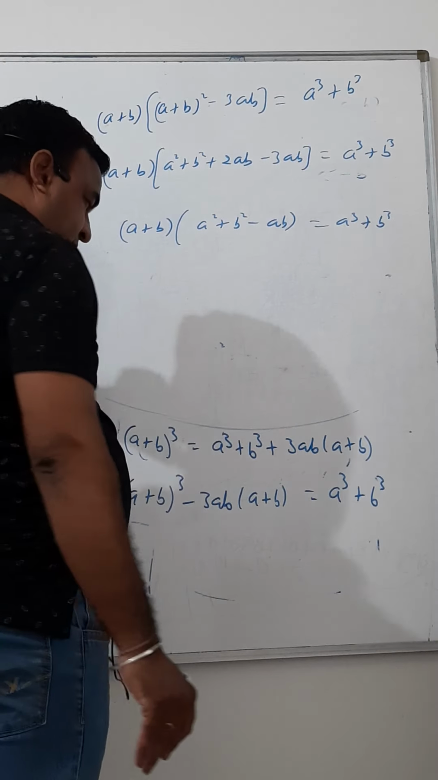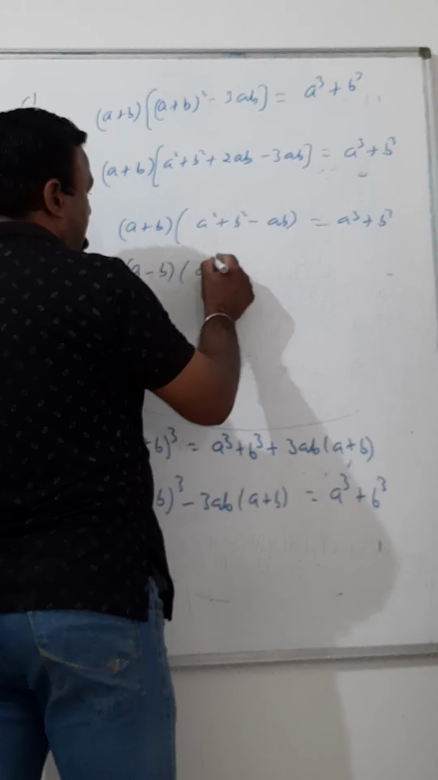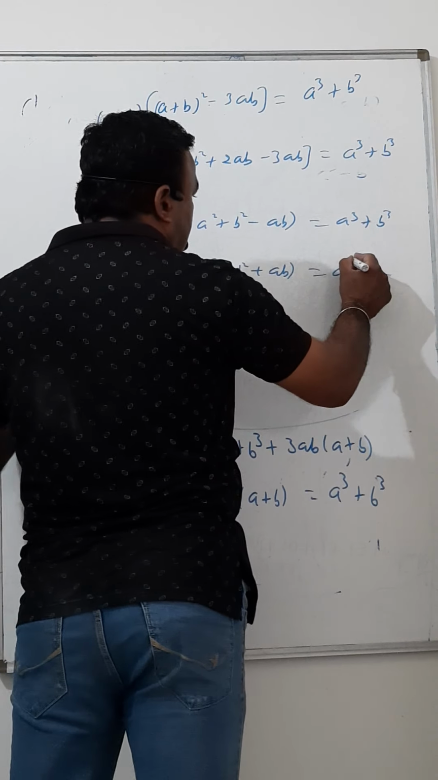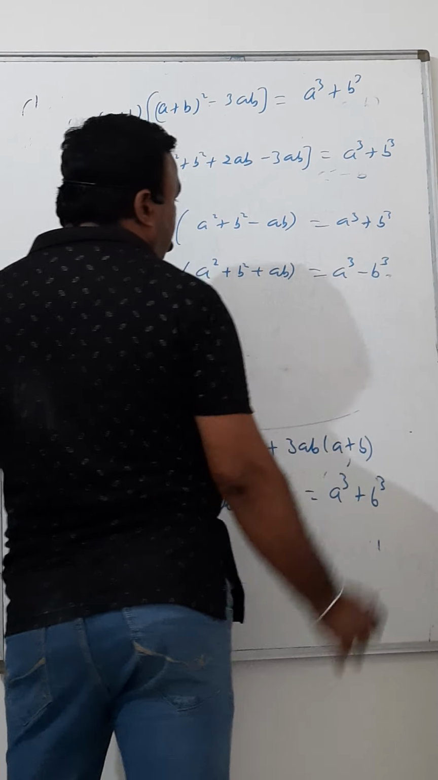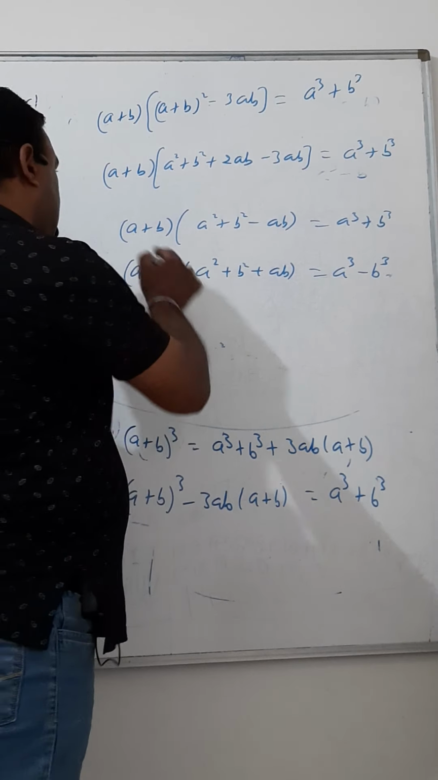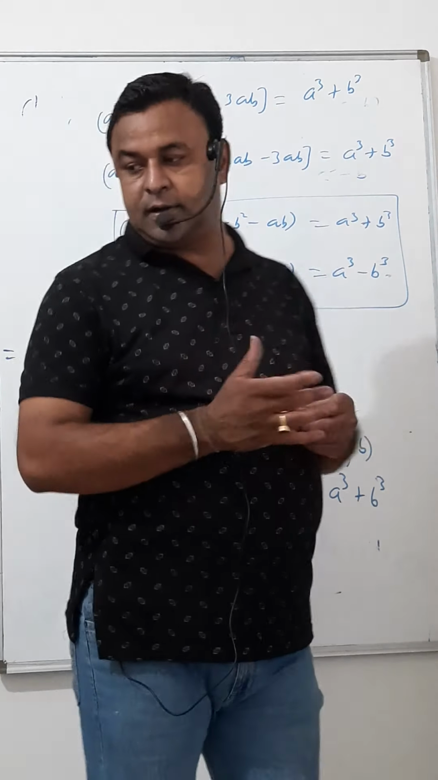Look at the difference. (a minus b)(a square plus b square plus ab) is a cube minus b cube. You need to memorize these identities.